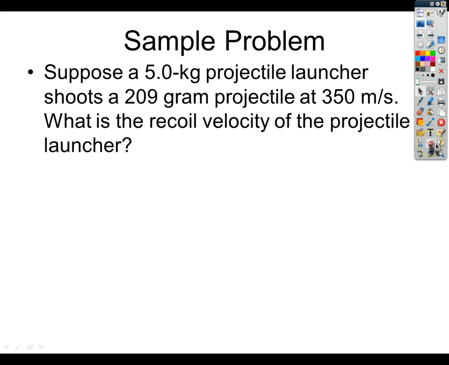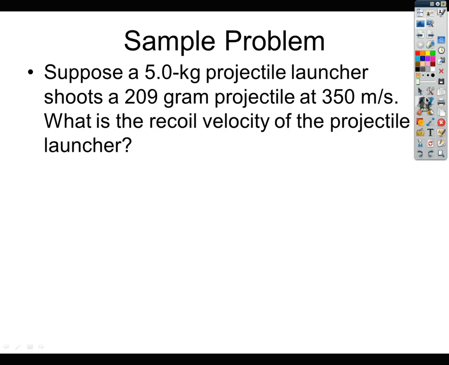In the first example problem, I have a 5 kilogram projectile launcher. It shoots a 209 gram projectile at 350 meters per second. They want to know what is the recoil velocity. So here's my projectile launcher. It's just a tube. It's going to shoot out a projectile. So here's a bullet, and it's going out in this direction. We know that the bullet will move this way. We know that the launcher will actually have to move in the opposite direction. We want to know what is the velocity of this object. So this is the launcher. This would be the velocity of the bullet.